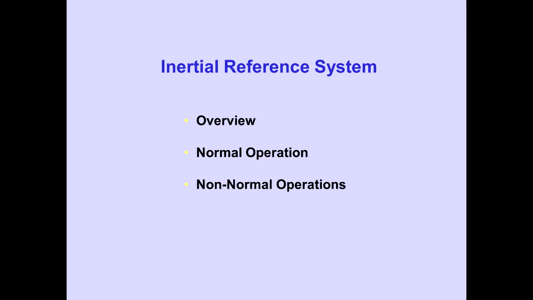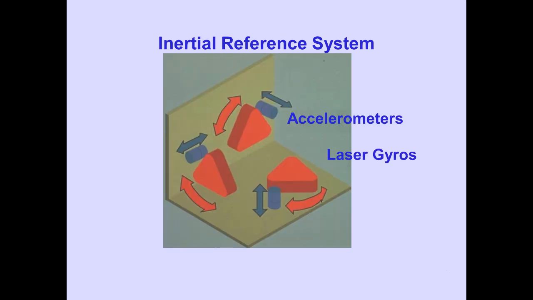In this module, we will discuss the normal and non-normal operations of the Inertial Reference System, or IRS. We will begin with an overview of the system. The Inertial Reference System uses accelerometers and laser gyros to measure airplane movement in all three axes.